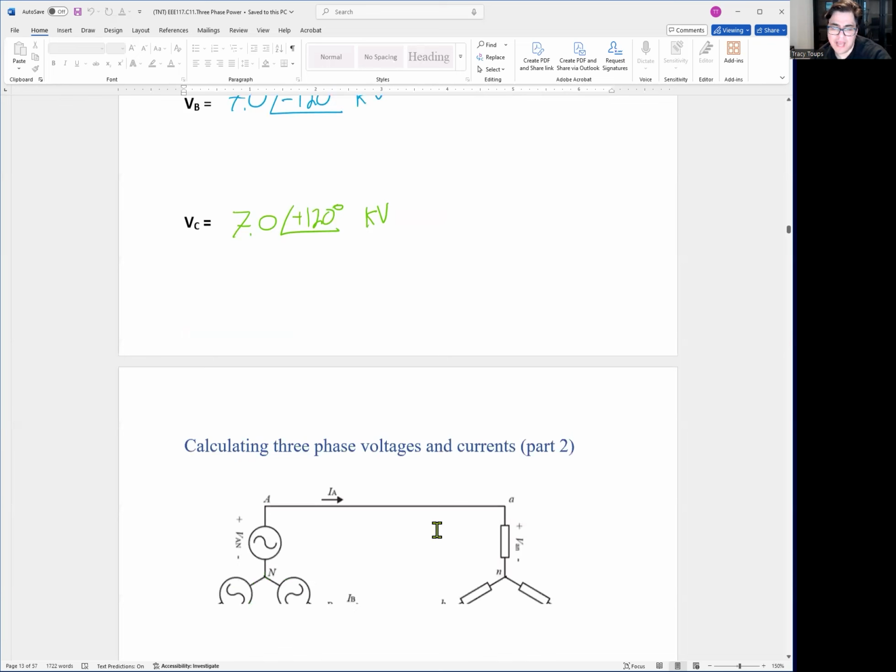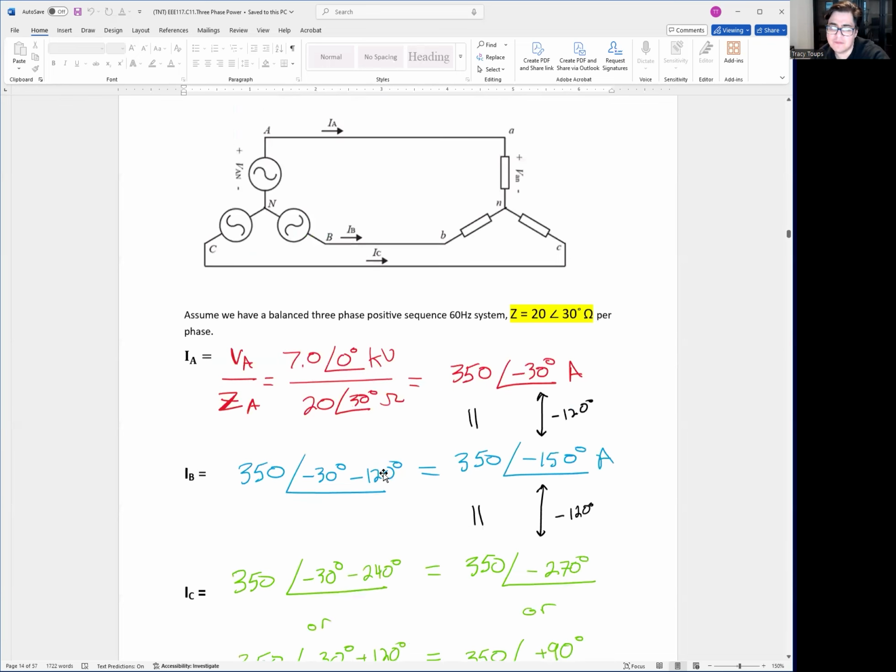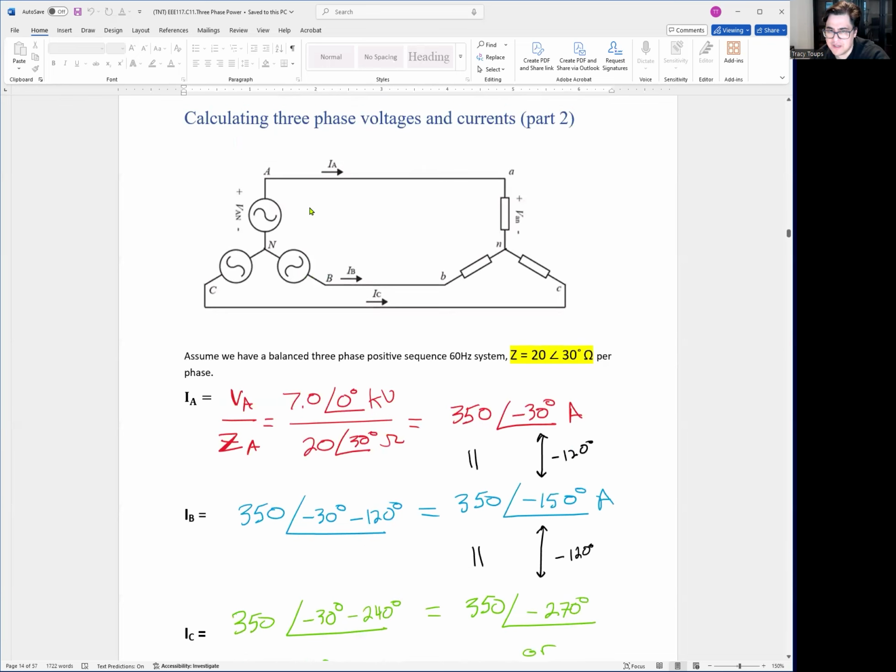Okay. Now let's go ahead and calculate IA. IA is going to be, because if you literally take the voltage at A phase, put it all the way to the load, because there's nothing in between. This is the same node. So your voltage from A to neutral we assume 0 volts for any balanced system. It's 0 volts here, it's 0 volts here. So my voltage is literally 7.0 angle 0 degrees kV. My impedance is 20 angle 30 degrees. I number crunch this. My current is 350 amps angle negative 30 degrees. So that's my A phase current.